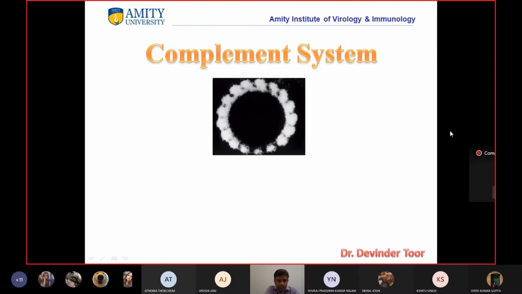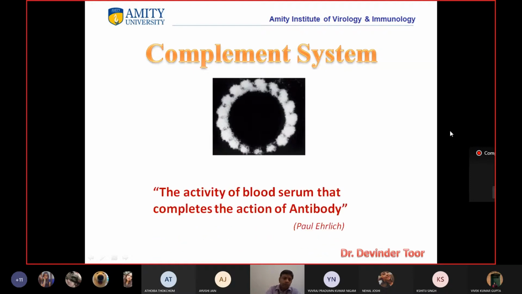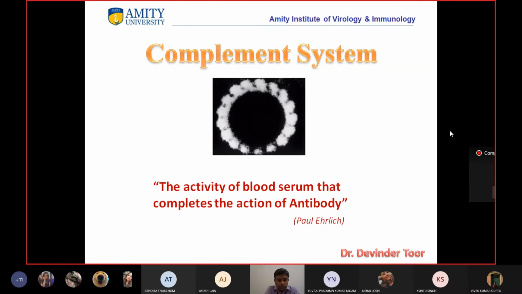Okay. So students, when we talk about the complement system, I think you can see the image in the slide, right? But I'm sure at this point you won't understand what it is. So I will come back to this picture to make you understand what this ring is. When the complement system was initially identified, Paul Ehrlich said that it is basically the activity of blood serum that completes the action of antibody.